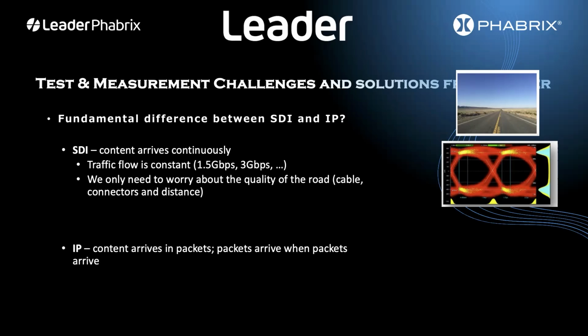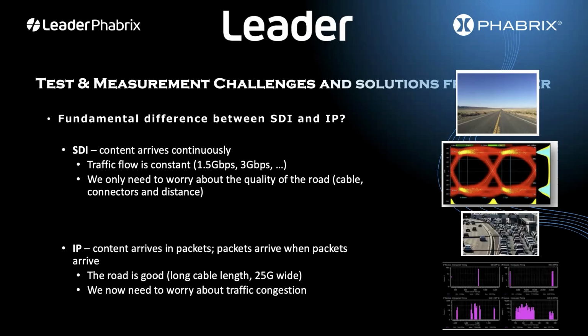But as we mentioned, IP content arrives in packets, and packets arrive when packets arrive. Now, the great thing with IP networks is that we know the quality of the road is good because we've designed the system for 10 gig, 25 gig, maybe even 100 gig wide. What we now need to worry about is traffic congestion because of the way these packets arrive outside of our control.